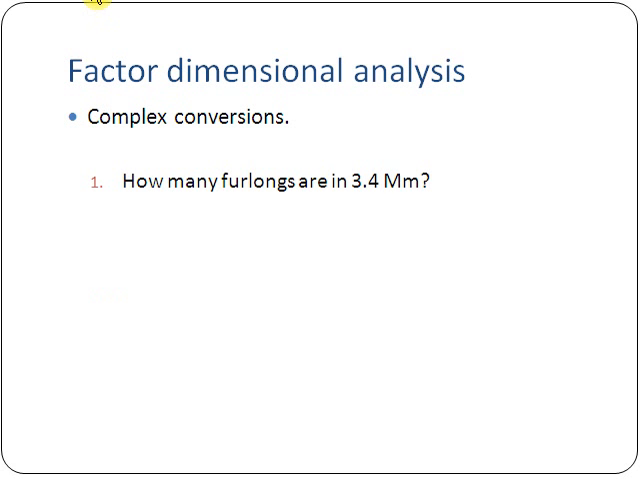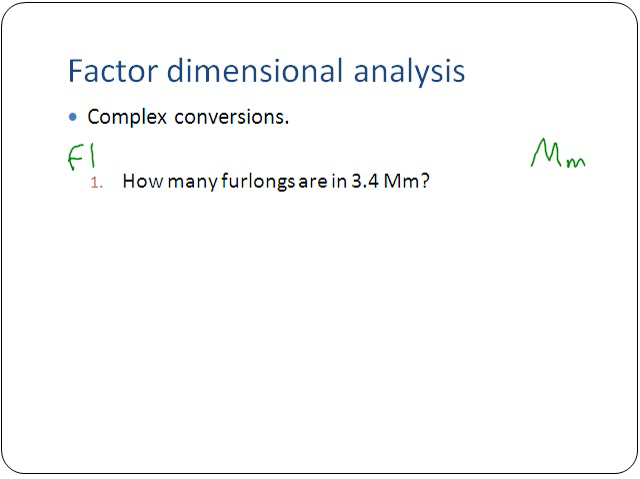We can also, in doing this, do much more complex conversions. So far, most of the ones we've done have been fairly simple. There haven't been a whole lot of different things we have to go between. But let's say we have something like this. How many furlongs are in 3.4 megameters? So we're going to have to go from furlongs into megameters. Question is, how do we get there?